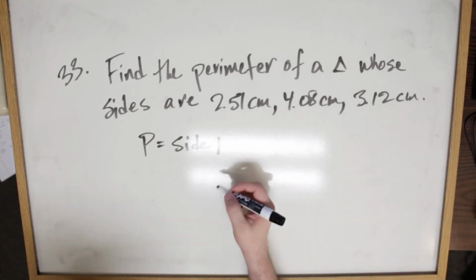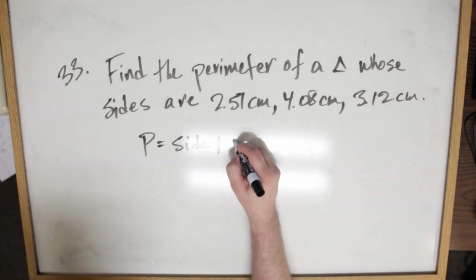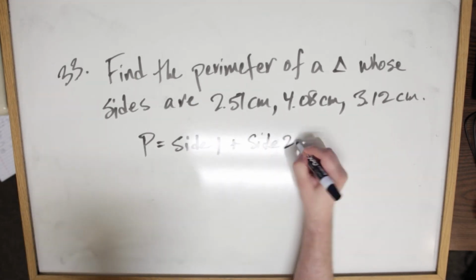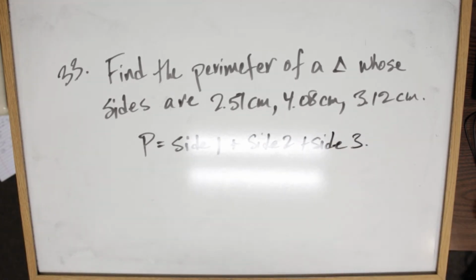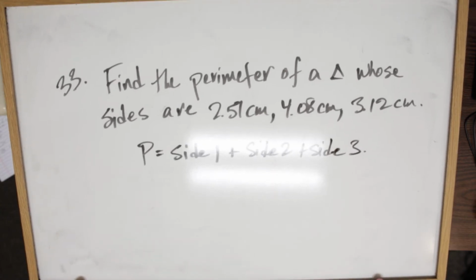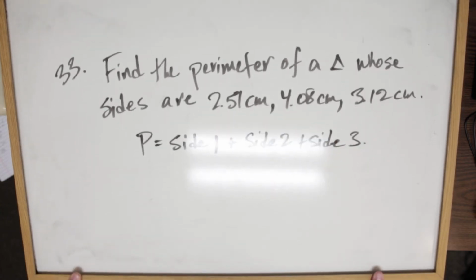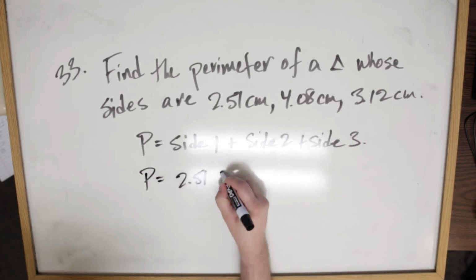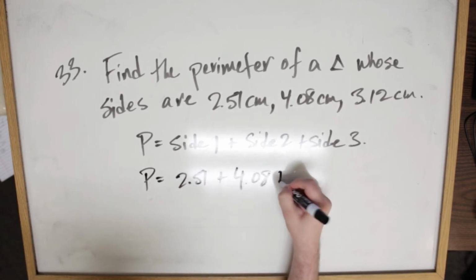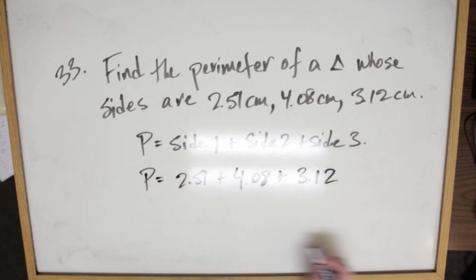All right, so side 1 plus side 2 plus side 3, and then what we have, so you can see that side 1, side 2, side 3. So what we have is we know the sides are all that. So the perimeter is just going to equal 2.51 plus 4.08 plus 3.12. And that is going to equal, you can use a device for this, like a calculator if you want to. I'm going to try to do this in my head.